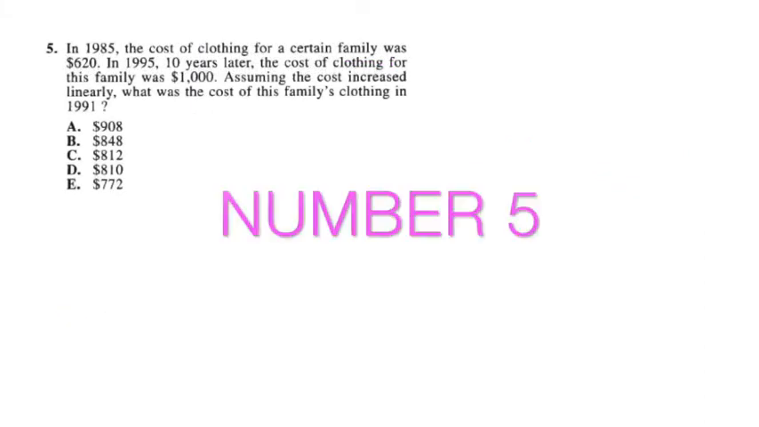Number 5 is a functions question. We are working with arithmetic sequences. In 1985, the cost of clothing for a certain family was $620. In 1995, 10 years later, the cost of clothing for this family was $1,000. Assuming the cost increased linearly, what was the cost of this family's clothing in 1991? The word linearly is important. It means that things are increasing at a constant rate.